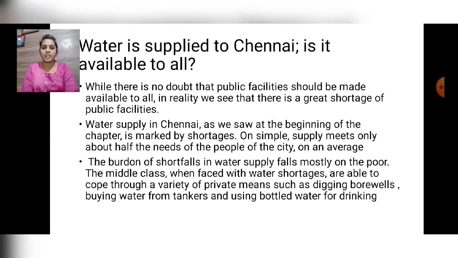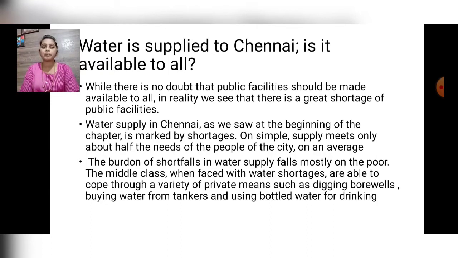Water supply in Chennai, as we saw at the beginning of this chapter, hope you have gone through that storyboard, is marked by shortages. The supply meets only about half the needs of the people of the city on average. So the government is able to supply only half of the crowd.